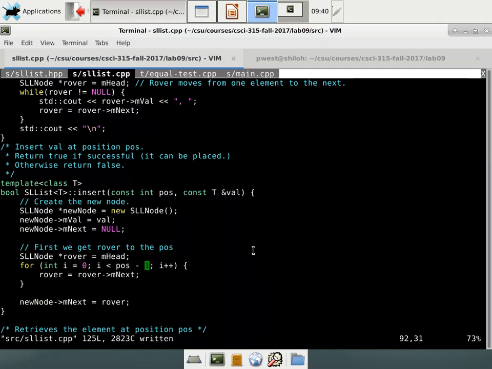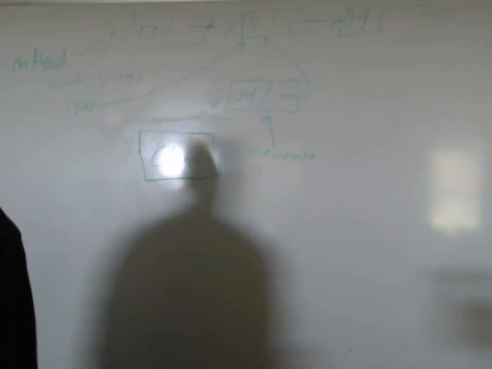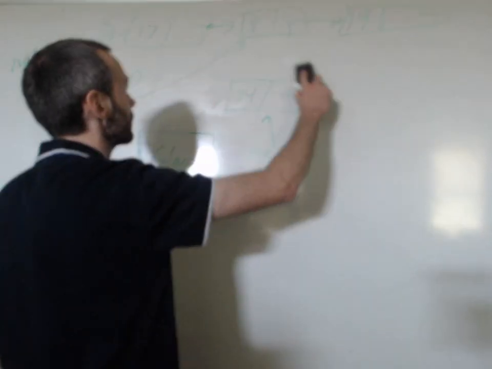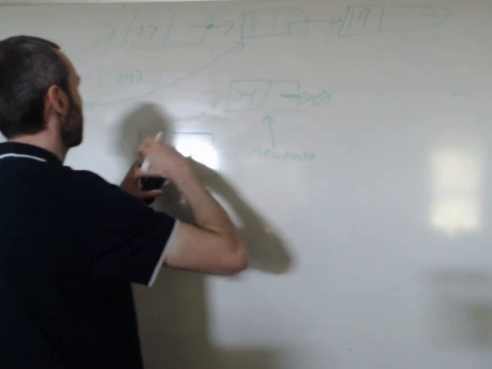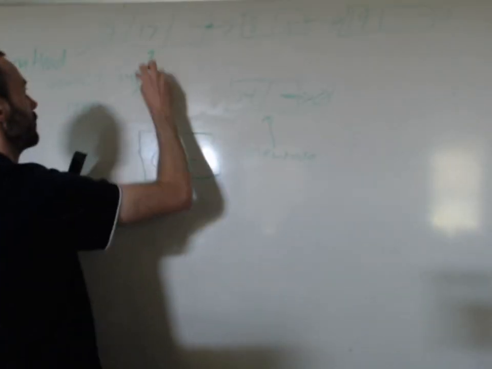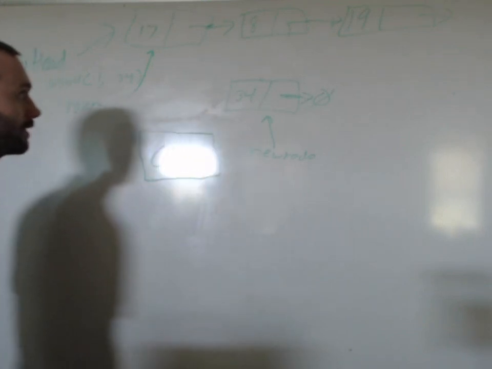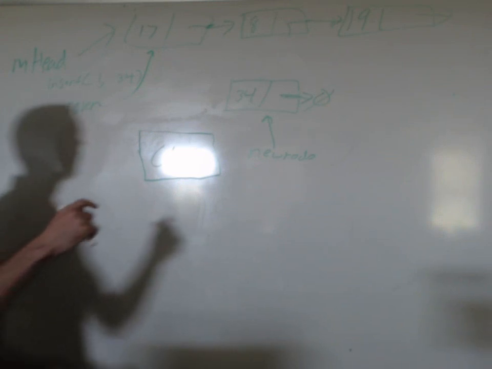All right, so pos minus 1. So we decrement pos, and we're going to have to revisit this line of code, because that changes what that does. All right, so let's back this out. This is null. Pos minus 1 means that rover is now going to point to the node that's previous to where that thing needs to go. All right, what do we need to do next? Now we need to set rover's mNext to the new node.